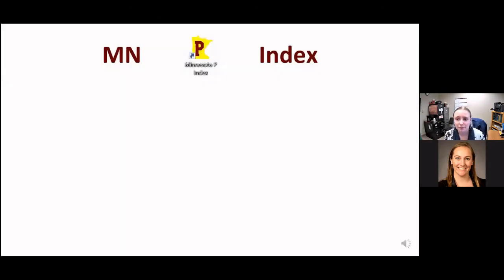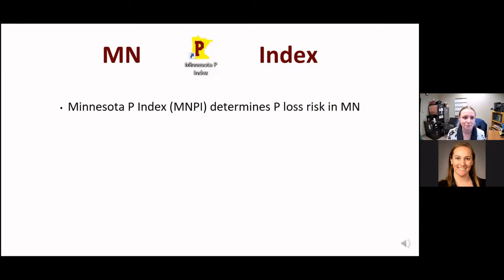One example of a P-loss risk assessment calculator is the Minnesota Phosphorus Index model. And here in the middle of the title, I have a copy of the application logo. This application was developed through the University of Minnesota, so that's why it's maroon and gold, as you can see here. And so this Minnesota Phosphorus Index, or MinPI, determines P-loss risk in Minnesota.